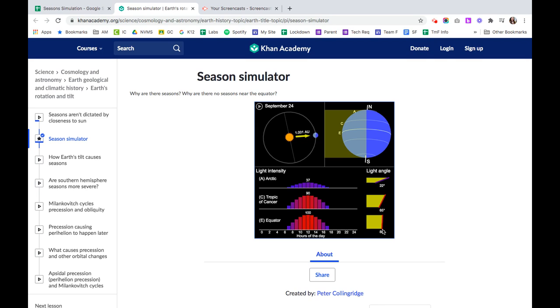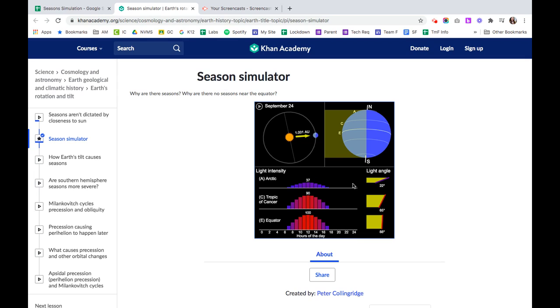Because it's a 90-degree angle, this is direct sunlight. As a result, the intensity of light is going to be really strong. This is going to heat up the Earth very quickly. There is more light concentrated in a smaller area.